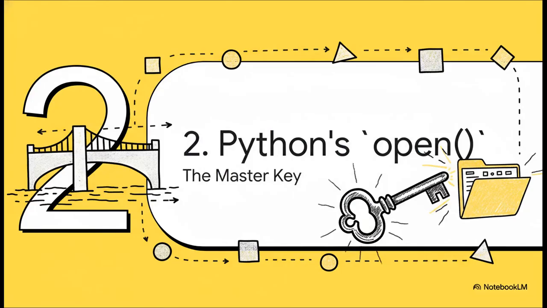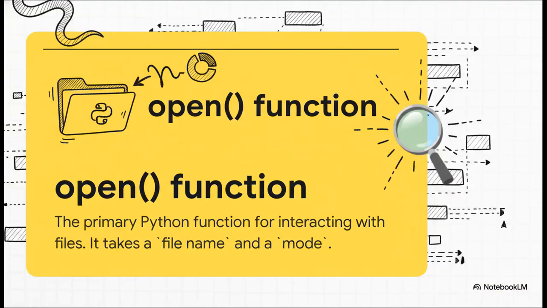Okay, so we know we need to build this bridge to our data. But how? Well, Python hands us this incredible, built-in tool that's basically a master key for any file you can think of. And that master key is the open function. This is where it all begins. And the best part? It's super simple. You just have to give it two pieces of information, the name of the file and what you want to do with it.